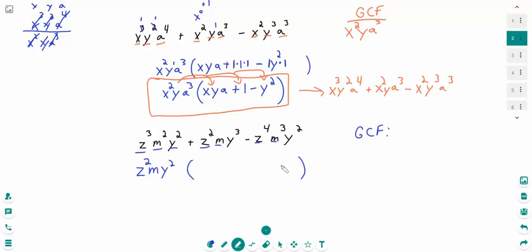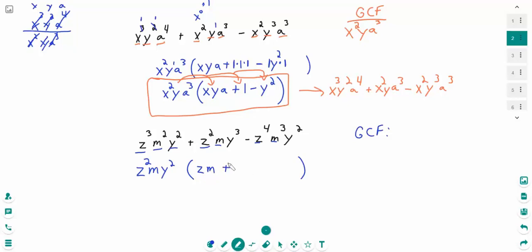Now we can put whatever's left over into the bucket, all right? So we have z to the third divided by z squared. Well, that's just going to give us a z, right? m squared, we take away the 1, we're going to end up with another m. y squared divided by y squared is a 1, so I'm not going to even write it. It's just z times m times 1, which is zm.